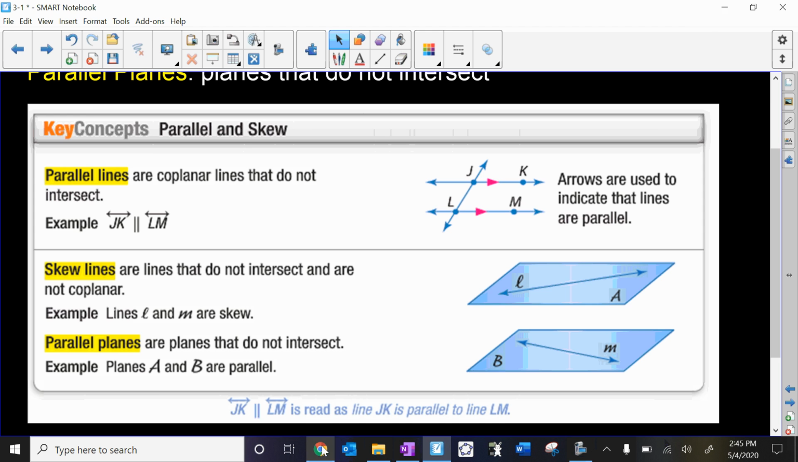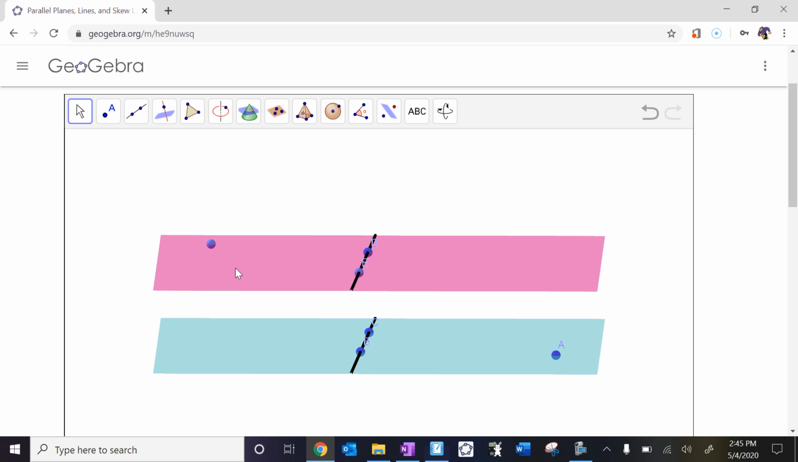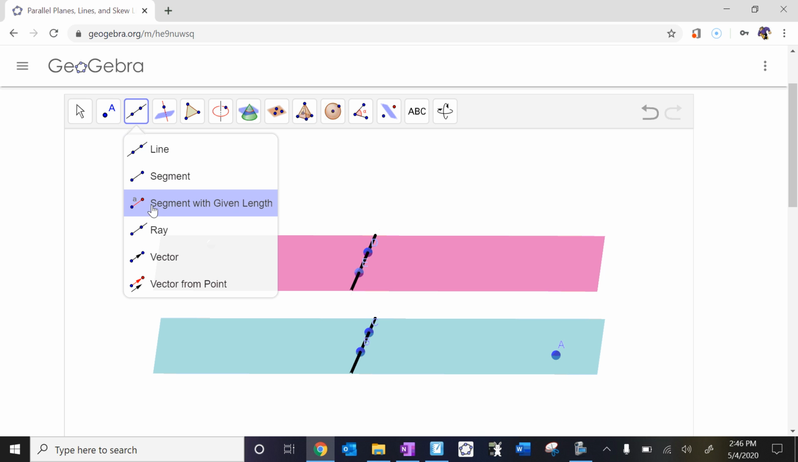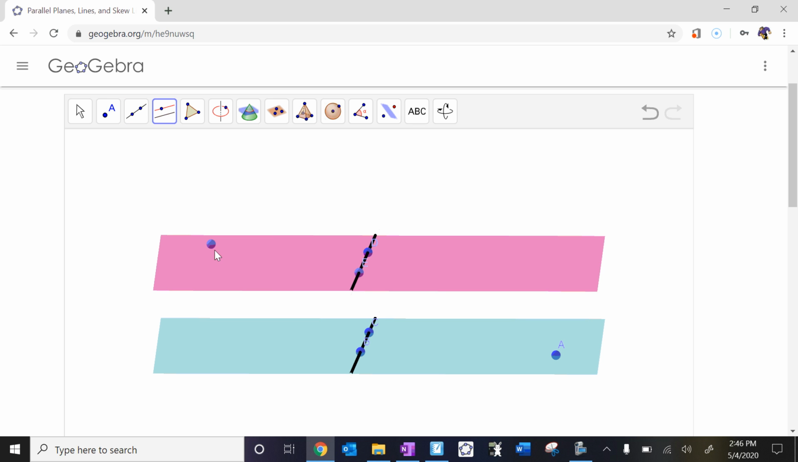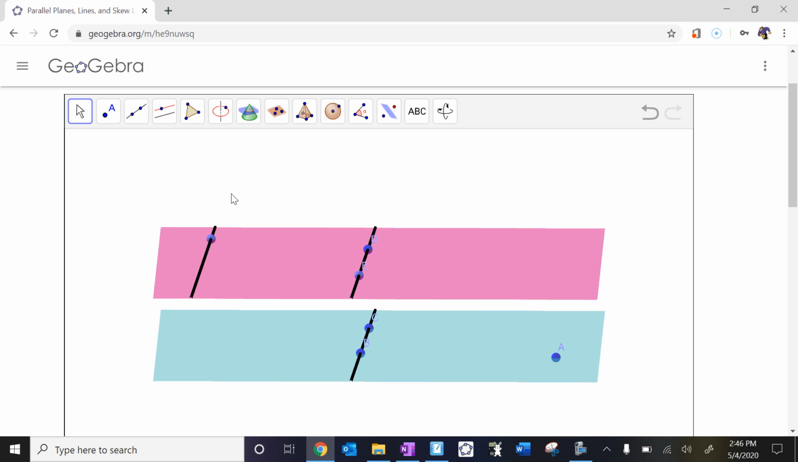So just to give you a picture on here, here are two planes, this pink plane and this blue plane. Those are parallel planes. They're not intersecting. And then I actually have some parallel lines on here as well. Actually, I can make a whole bunch of parallel lines in doing this. So let's do that really quick. I'm going to suggest that all of these lines are actually parallel to each other, whether you believe it or not. So first things first, these lines need to be coplanar.